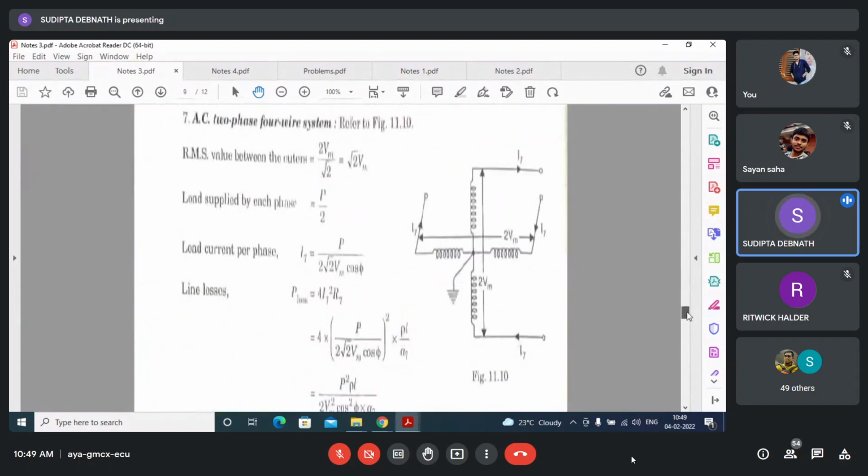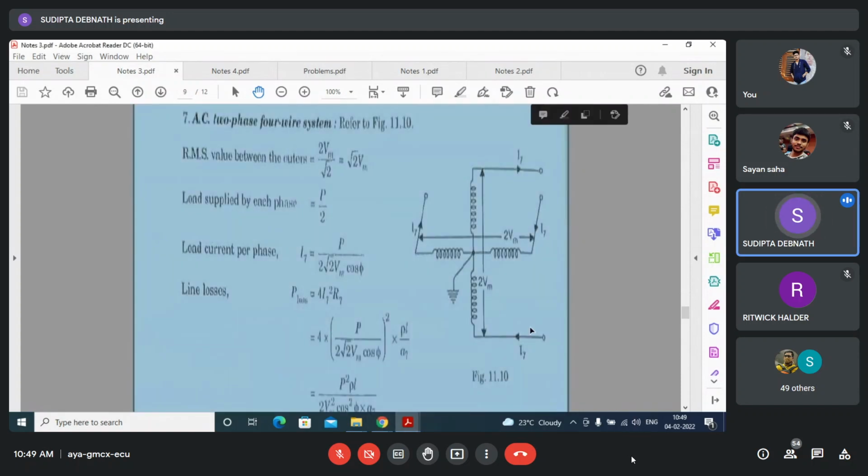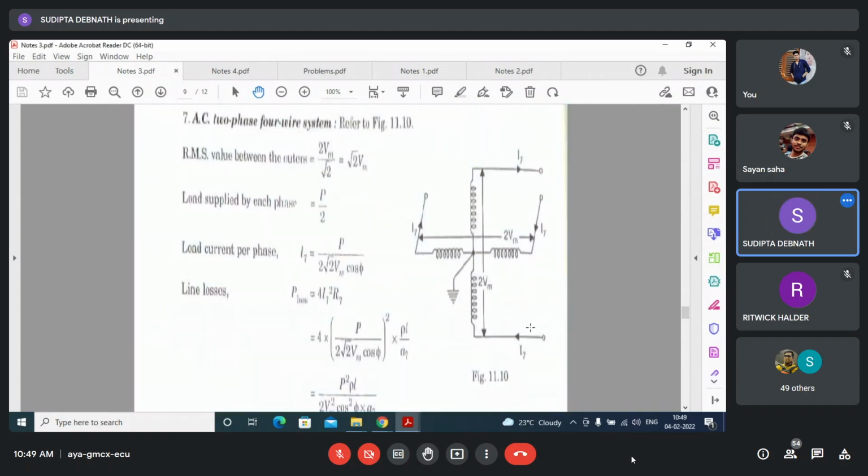Now this is new to you. AC two-phase 4-wire system. In the two-phase system, as I told, one voltage is lagging with respect to another by 90 degrees. So if VA is on the x-axis, you can imagine that VB will be on the y-axis.